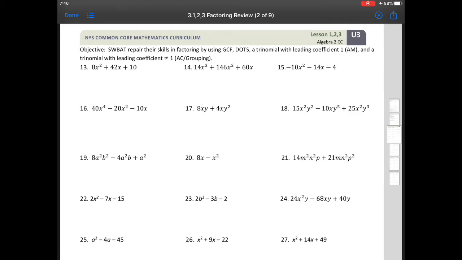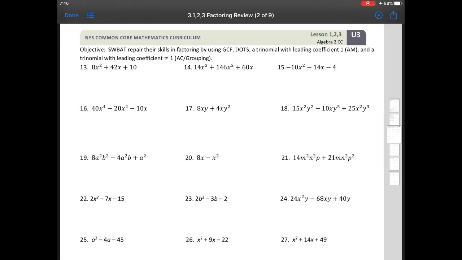Hey guys, I am going to be doing lesson 2 today. It is the same packet as lesson 1 and we're going to be doing factoring using GCF, difference of squares, AM method, AC method and grouping. Okay, so I'm going to get started with number 13.